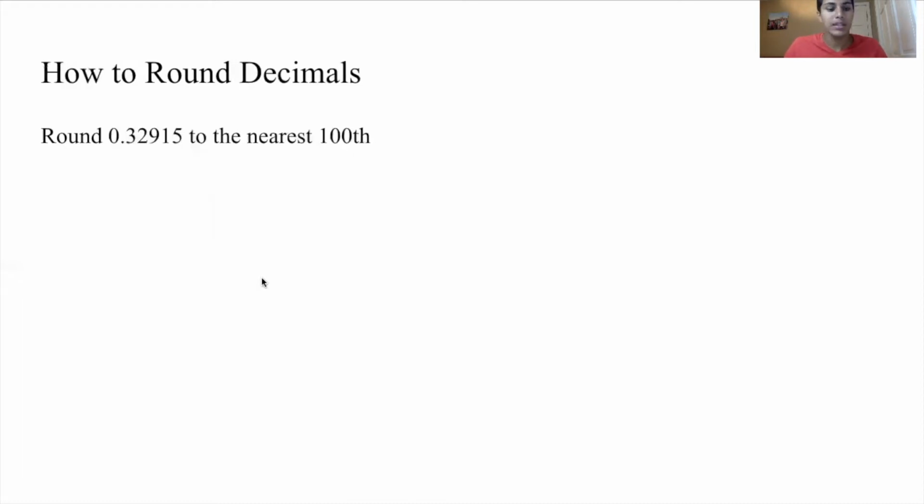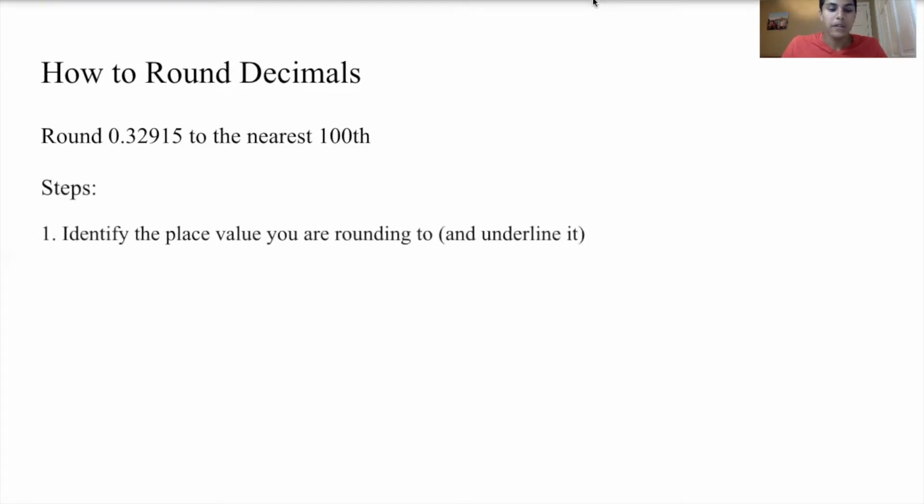So how exactly do we round decimals? We're going to use this example, rounding 0.32915 to the nearest hundredth place as we go through the steps. The first step is identify the place value that you want to round to. And in parentheses, I put underline it because it can help you keep track of what you're doing. You don't have to underline it, but it's good to show your work. So in this case, we're rounding to the hundredth place because it's to the nearest hundredth.